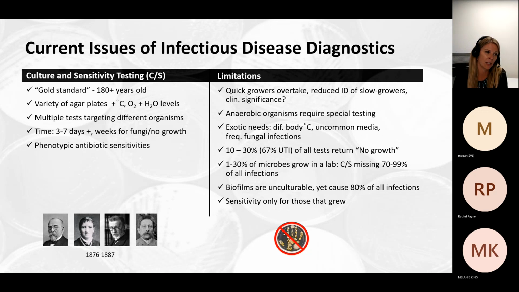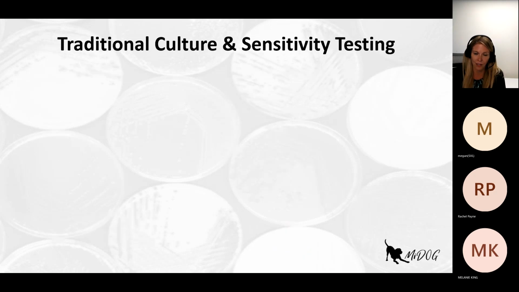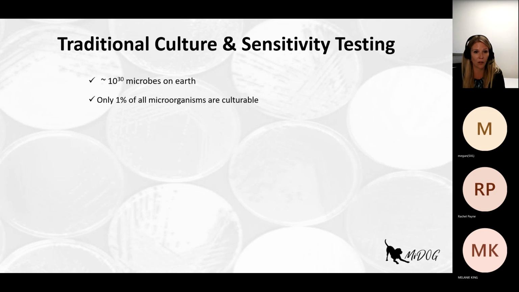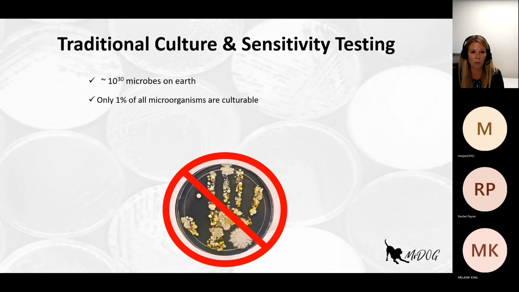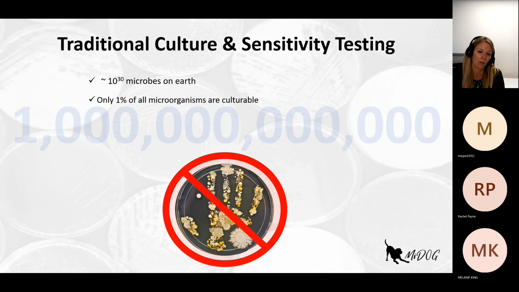And another limitation of culture testing is that you can get the sensitivity for only those organisms that actually grow. This whole phenomenon about the viable but not culturable has been around since the 1980s that we are aware of, and that was part of the reason why PCR and other molecular technologies have been more implemented into infectious disease diagnostics. So to briefly summarize, there's 10 to the 30 microbes on this planet. Only 1% of them are culturable, which is referred to as the viable but non-culturable phenomenon.